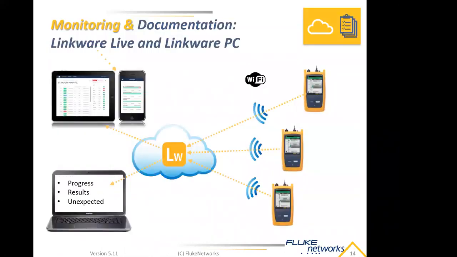Then obviously we upload our test results in most instances. These days a lot of people are using our Linkware Live cloud service, which works beautifully. The latest version of the Versiv mainframe has inbuilt Wi-Fi, so you don't even need a Wi-Fi dongle anymore. If you don't have Wi-Fi available, then there is an RJ45 port on the bottom left corner of the tester, which would enable you to plug it into a wired network.